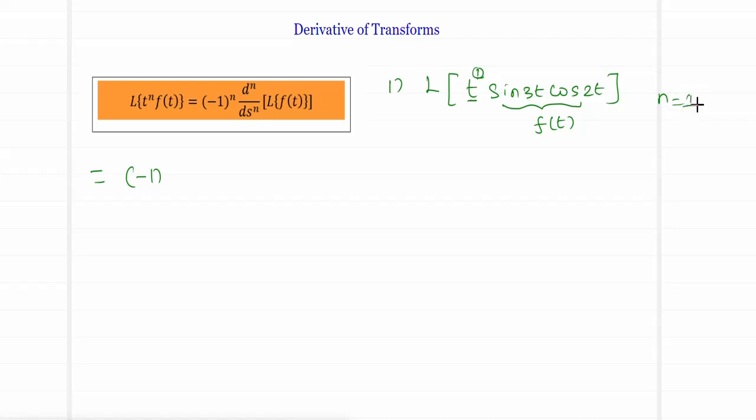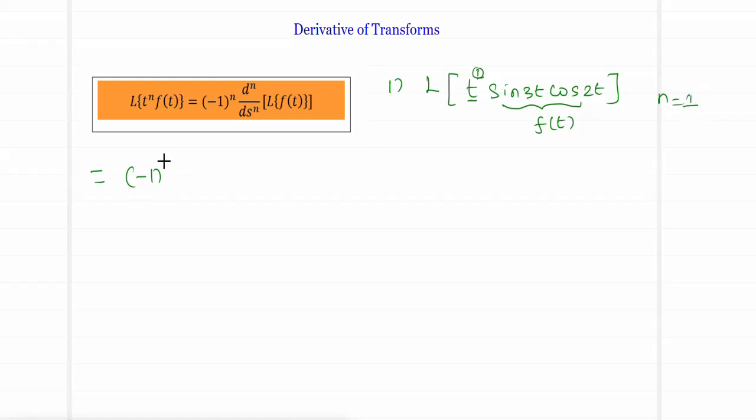Now, let us apply it to problems and see how this formula works. Let me take the first problem: find Laplace of t into sine 3t cos 2t. So now what happens along with the t? You have something over here. Let me treat it as the function f of t. So by the formula, this is going to be nothing but t. What is the total power of t over here? It is going to be equal to 1. So now this gives me n is equal to 1 over here.